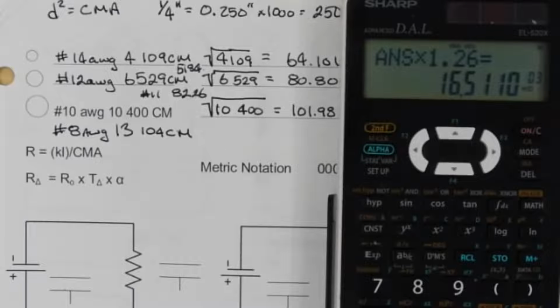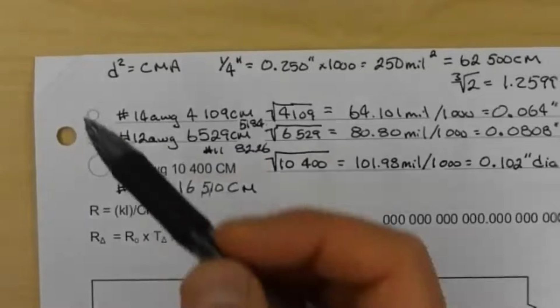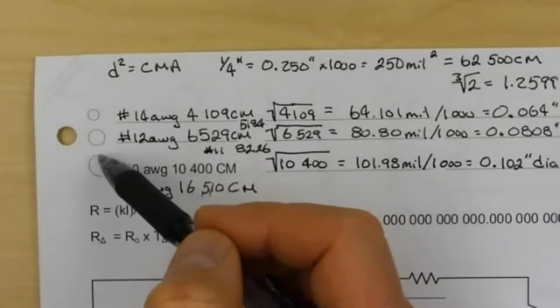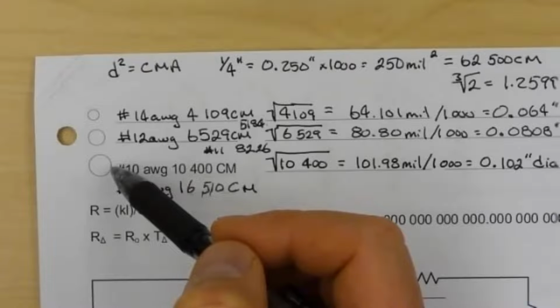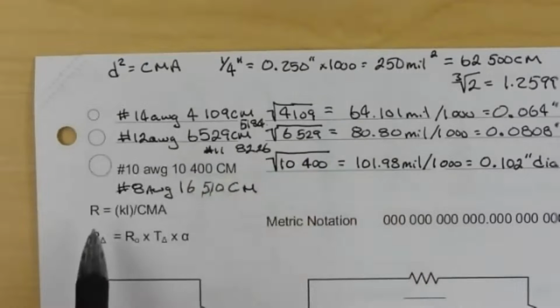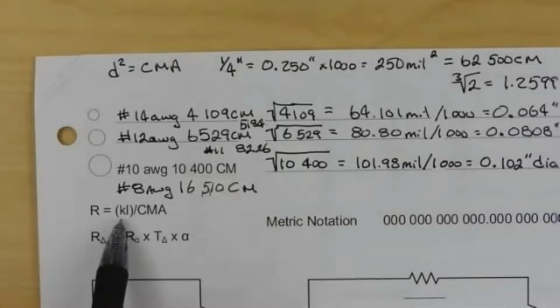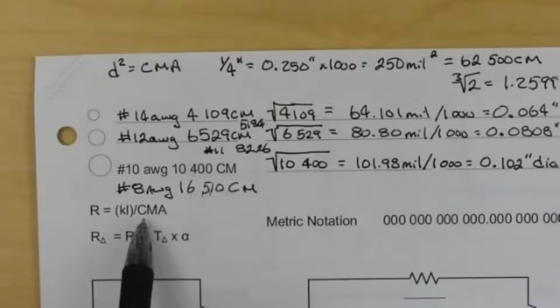16,000. Yeah. But I wanted to put these little circles in here, that the bigger the wire, the bigger the CMA number, and the lower the resistance. So in this formula here, R = KL/CMA, where K is a constant for the different materials, the conductivity, in ohms per mil foot. Length is in feet, and CMA is in circular mils, which are all imperial numbers. There's another formula for metric.